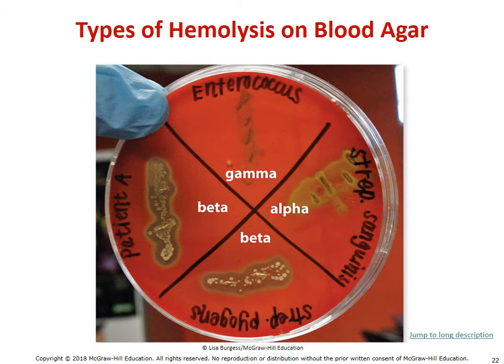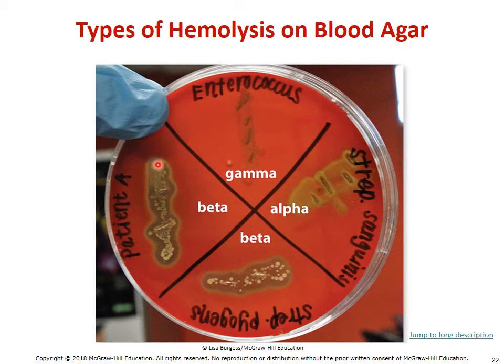So you can see the different options here. Notice that around the strep pyogenes example here, all the red of the blood is gone. Now you see that amber color of the agar. So the idea here is this is beta hemolysis. We've completely removed the red of the blood.